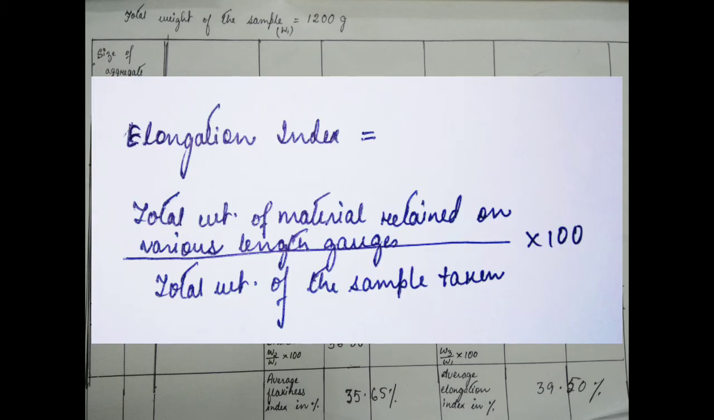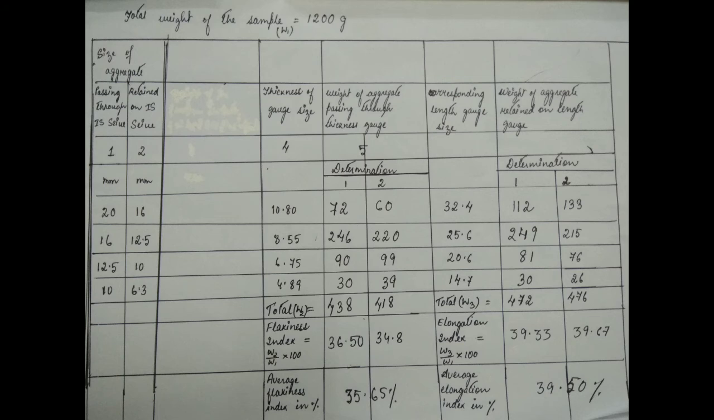Now we have to calculate the elongation index, which is given by the total weight of materials which were retained on various length gauges divided by the total weight of the samples taken, in percentage. So that comes out to be 39.33% for the first sample, and for the second sample it comes to be 39.67%.